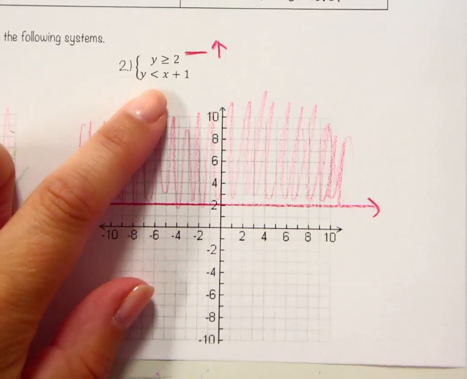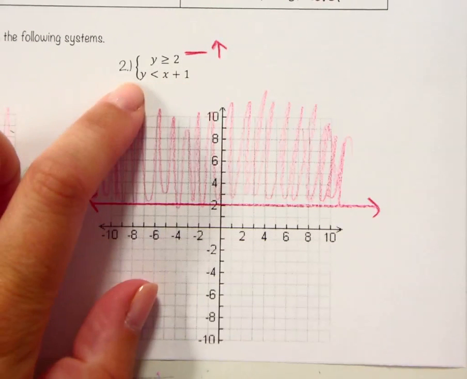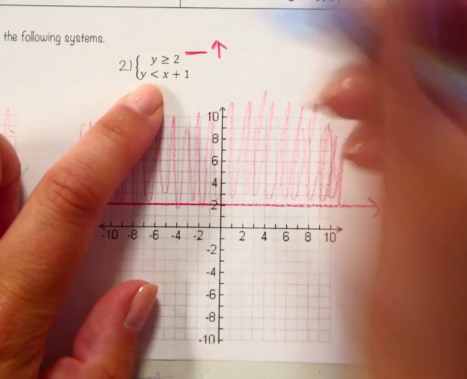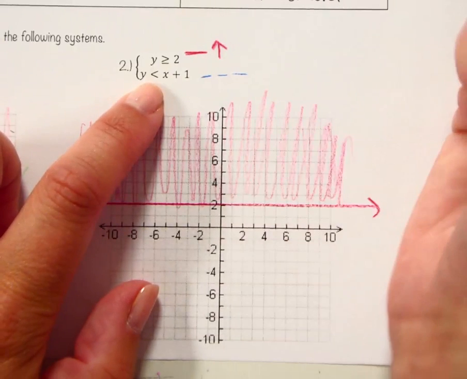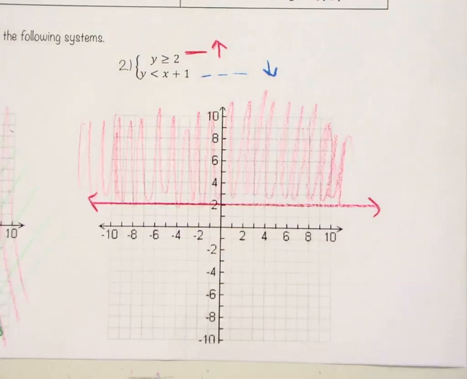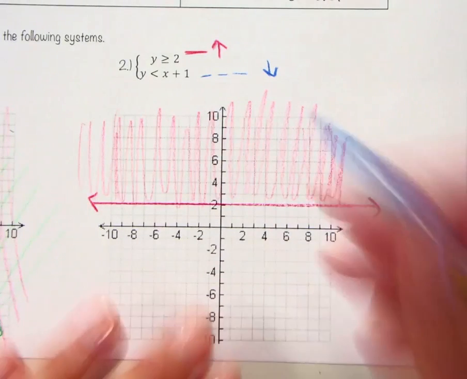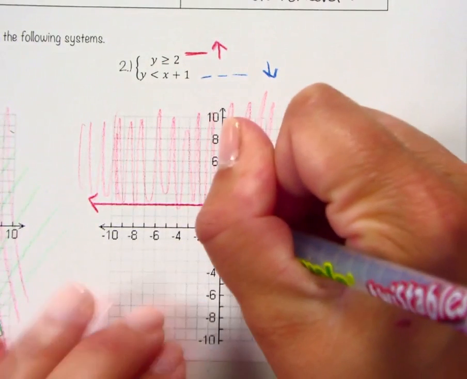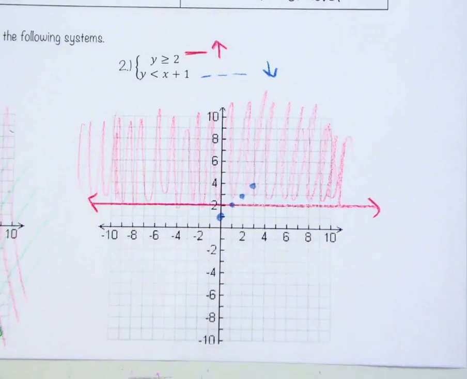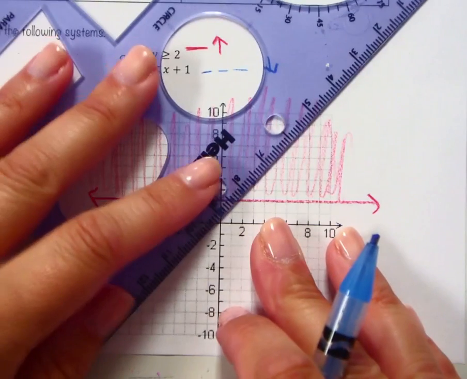Our next one, y is less than x plus 1. Taylor, is this going to be a solid line or a dashed line? Say that one more time. Uh-huh. And are we shading above or below? Good. So then y-intercept of 1, slope of 1. And just be sure that you are doing the dashed line.